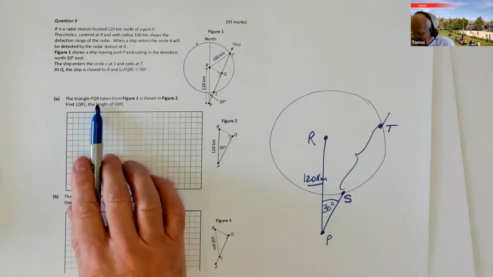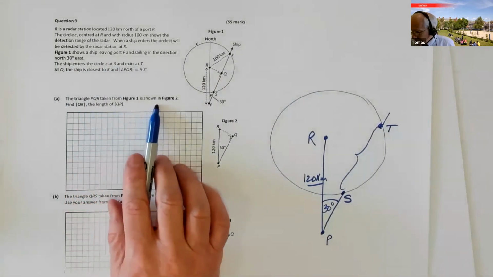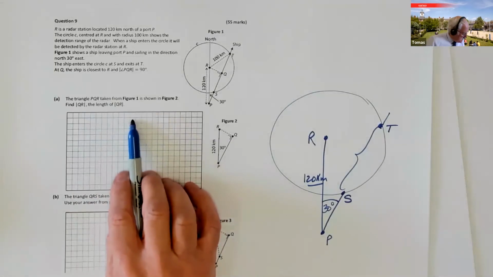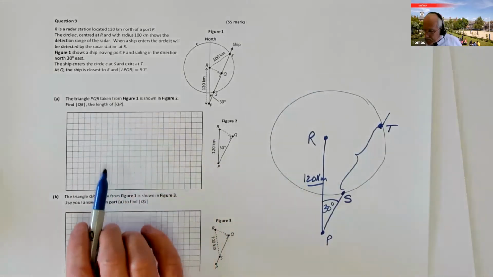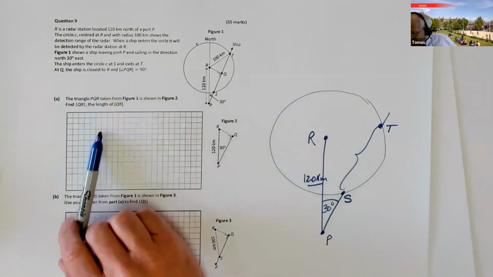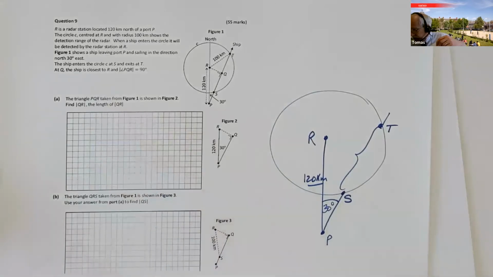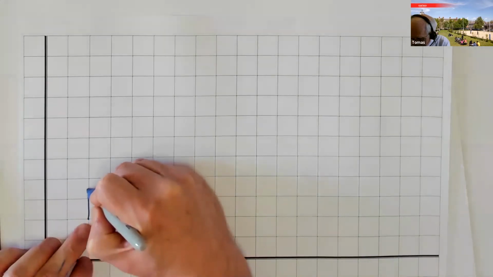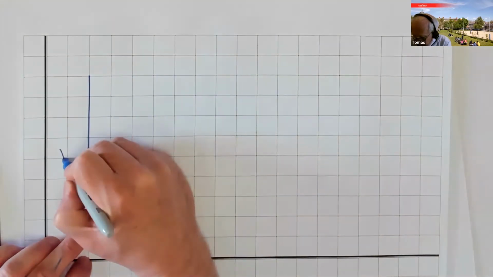So it's going to say the triangle PQR is shown here, and you're asked to see if you can solve it. So let's look at it here. We've got this triangle here quite large. So we're told that this distance here is 120.